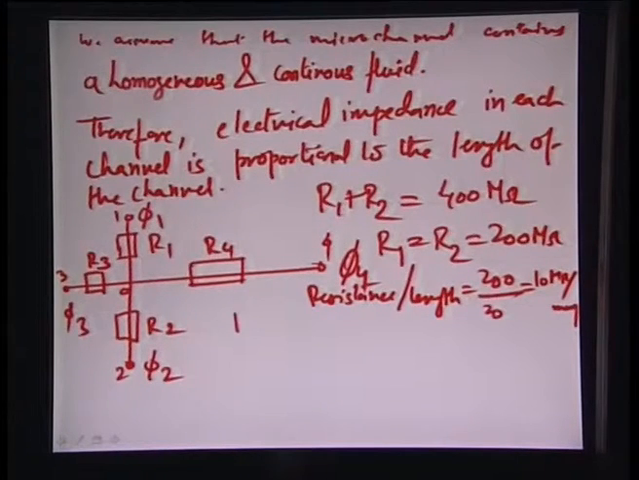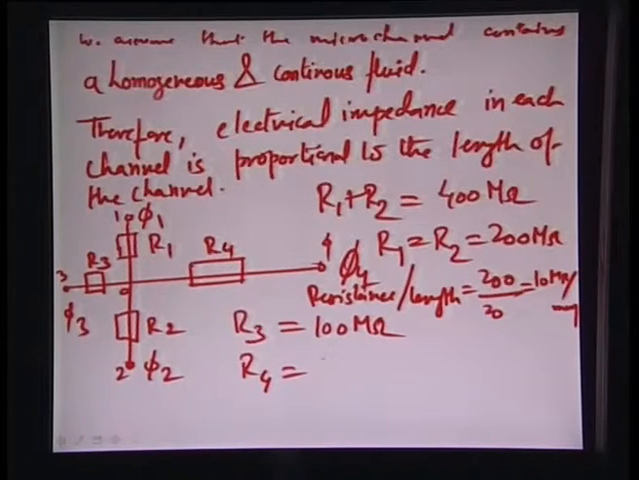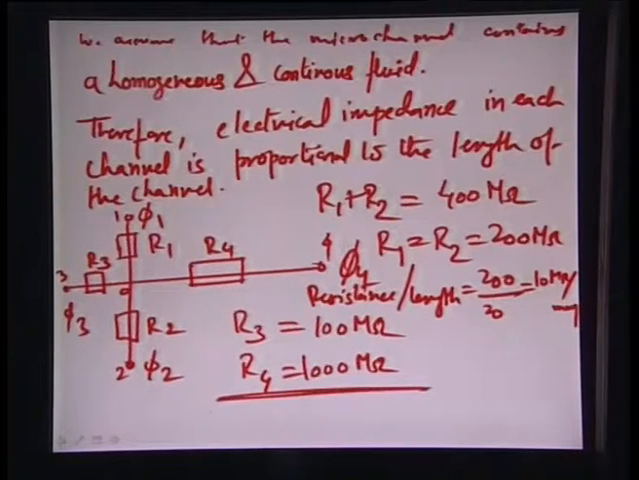R3 and R4 in this case can automatically be calculated accordingly. So the length of R3 is about 10 millimeters, which means resistance is about 100 mega ohms, and the length of R4 is about 100 millimeters, which means the resistance is about 1000 mega ohms. So essentially R4 being the longest channel also has the highest resistance. So all said and done, we need to somehow solve this problem using some circuit theory approaches.